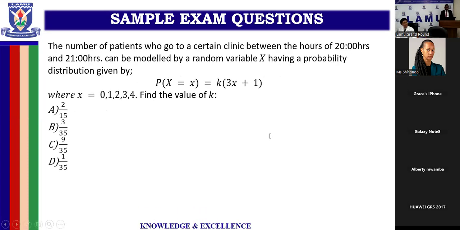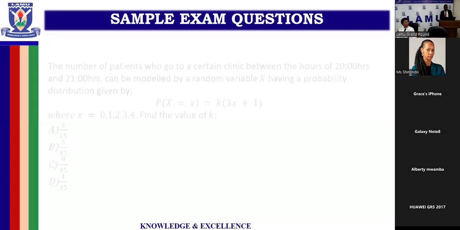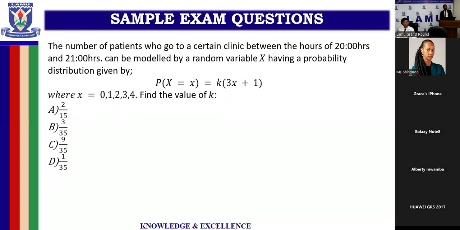We come to question 2. The number of patients who visit a certain clinic between 20 hours and 21 hours can be modeled by a random variable X having a probability distribution given by the equation below, where X equals 0, 1, 2, 3, and 4. Find the value of k. 2 over 15, 3 over 35, 9 over 35, 1 over 35. What is the correct option? 1 over 35. Is that correct? Yes. Okay, thank you very much. We have a sharp audience.